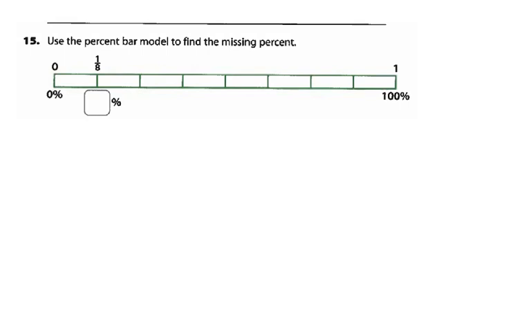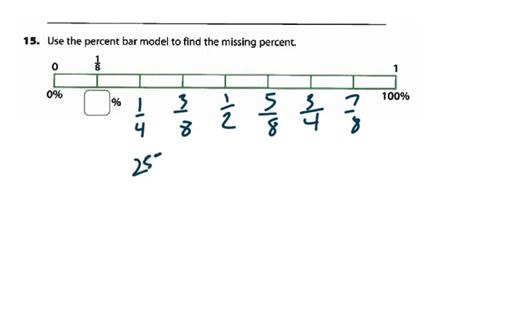It wants us to use this percent model to find the missing percent. Well, here we have 8ths, right? So this is going to be 2 8ths, which is the same as 1/4. This is going to be 3 8ths, right? This is going to be 4 8ths, which is the same as 1/2. It's going to be 5 8ths. This is going to be 6 8ths, which is the same as 3/4. And then this is going to be 7 8ths. Okay? So in order to get the percentages, well, we know this one is 25%, right? So you know this number has to be between 25% and 0.